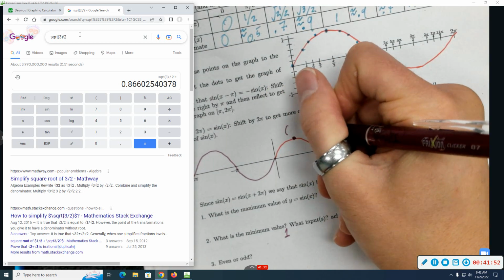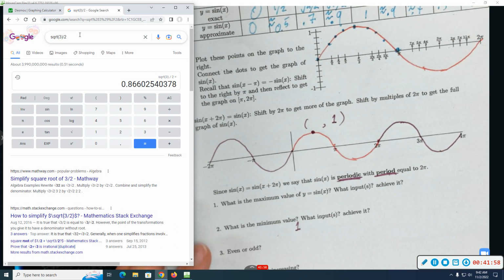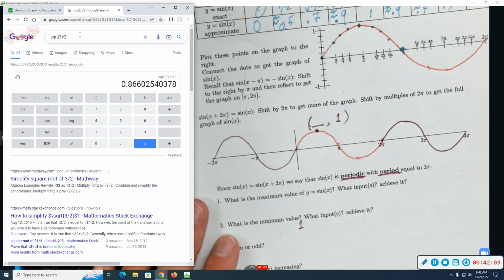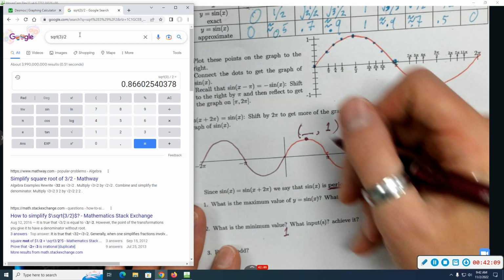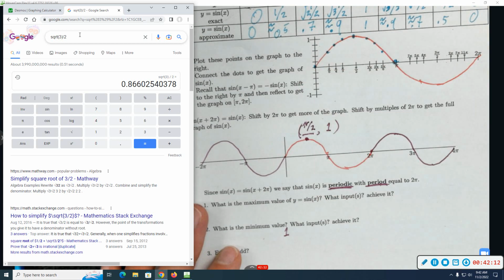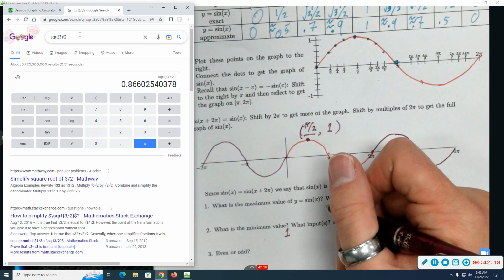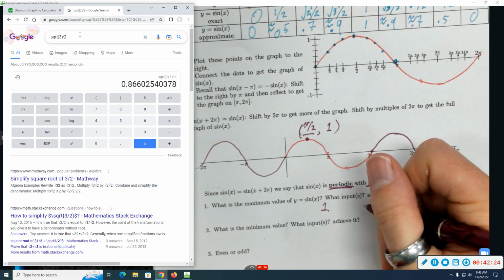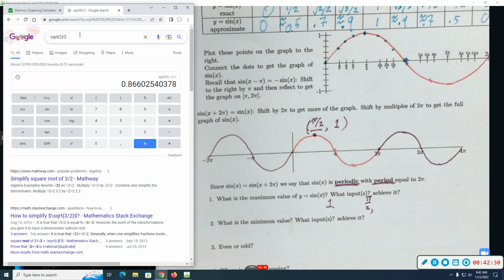So I see that place where the output is 1. What's the input that corresponds to that? Negative 1. 0. Also not 0. I hear a pi over 2. You're good. Hold on to that number 0 once we talk about cosine. So the maximum value is 1. What inputs achieve it? Pi over 2 does. Do you see any other inputs in this picture that also result in that same output?